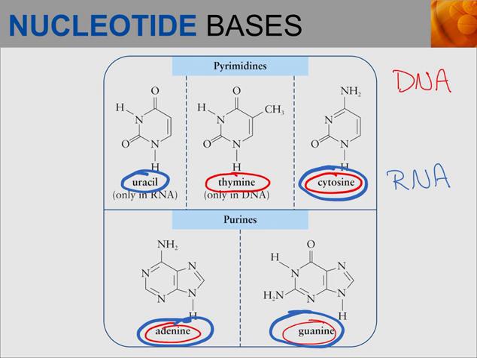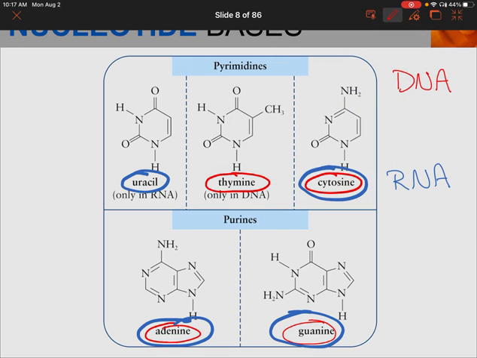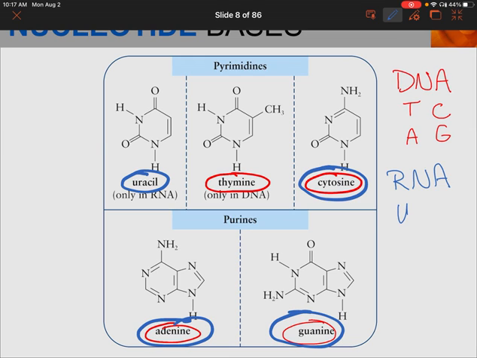All right. So let's just summarize. So DNA has thymine, cytosine, adenine, and guanine. RNA contains uracil, cytosine, adenine, and guanine. And we can just abbreviate those with a capital letter.